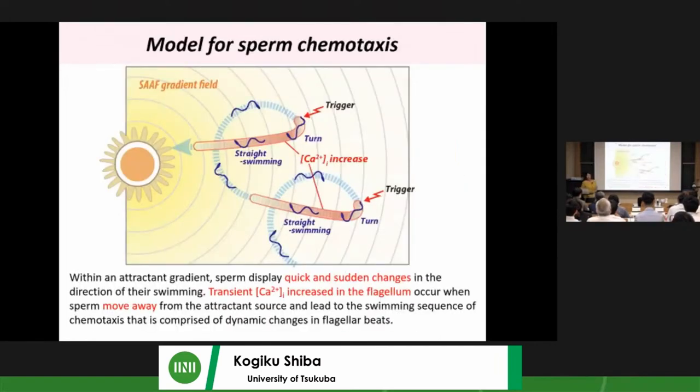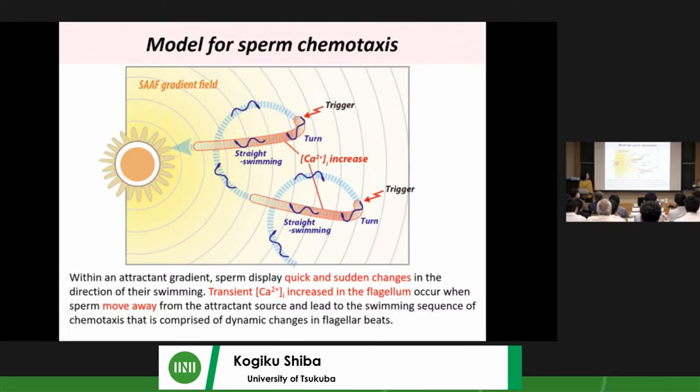So this is a model for sperm chemotaxis. Within the attractant gradient, the egg releases the attractant, and when sperm swim away from the source, a calcium increase occurs. This triggers the asymmetric waveform. Then calcium decreases, it goes out from the sperm, and the sperm shift to straight swimming with a symmetric waveform. This repeated calcium transient increase induces chemotactic behavior. This is the mechanism by which sperm change the waveform and approach the egg.